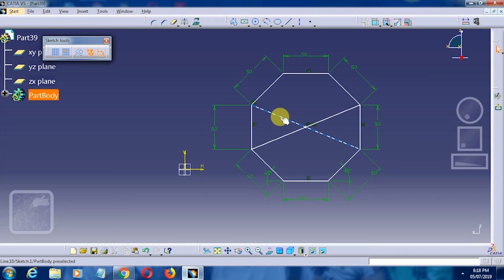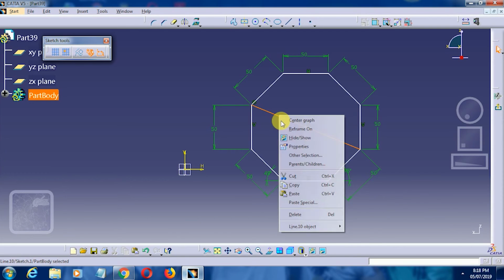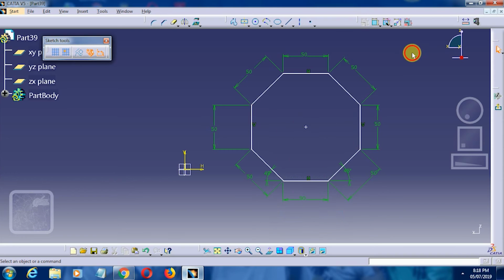So once the center is marked, these two lines, the diagonals, are of no use, so we can delete those lines. And the center point is the most important. So this is the center of our octagon.